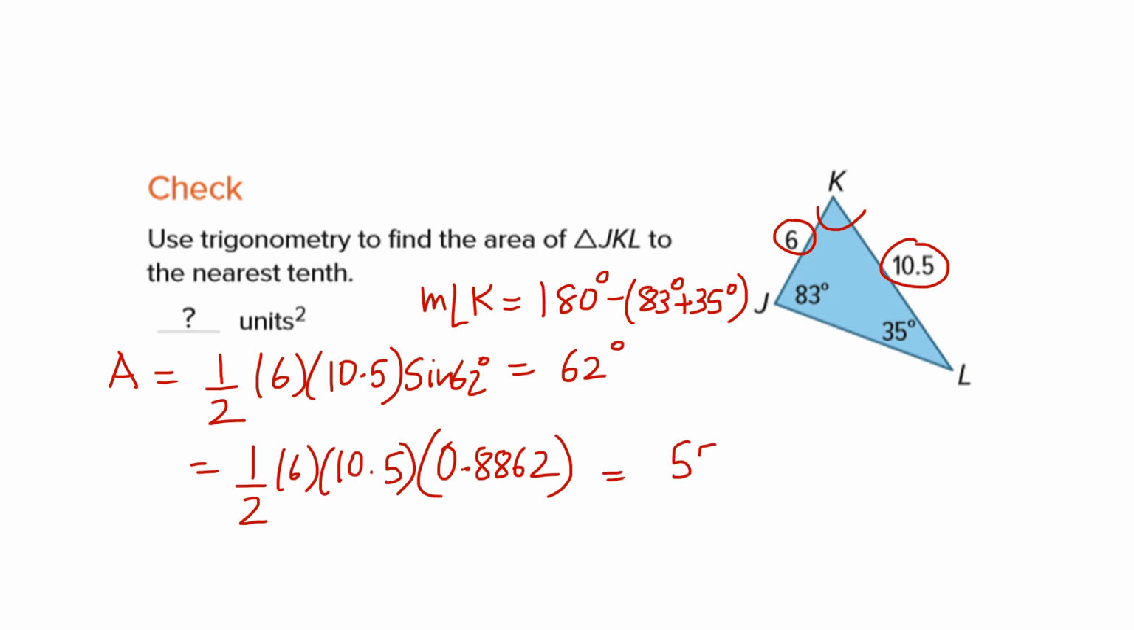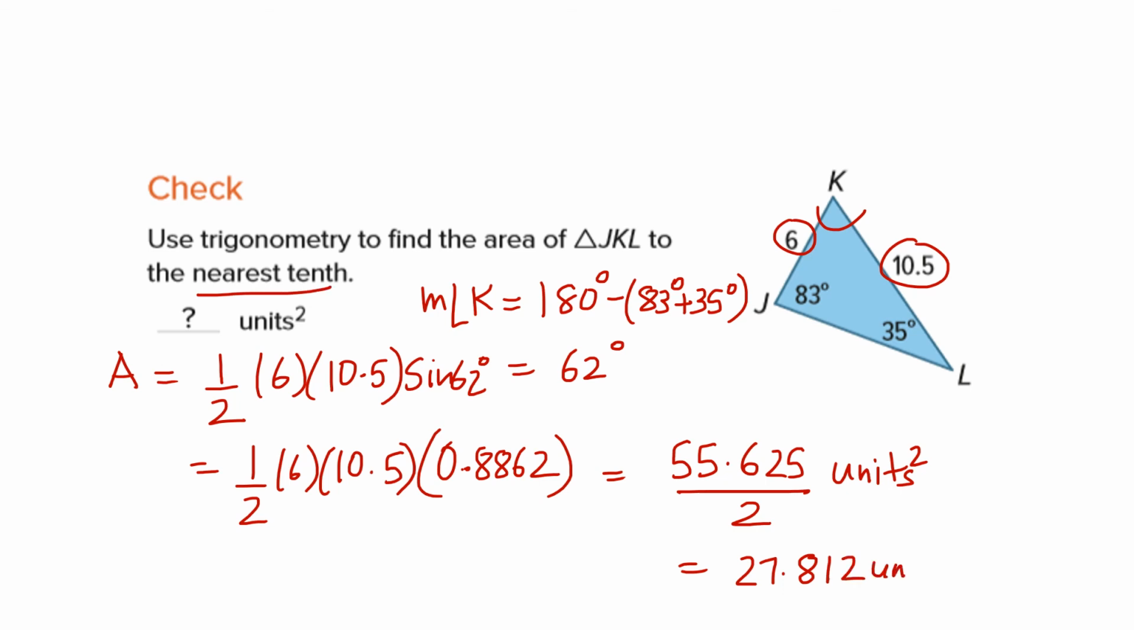This is 55.625 divided by 2. Don't forget to write the units. Since it is area, it will be unit square. So this will come out to be 27.8. Now if you have to round it off to the nearest 10th, the next digit is 1, 2, so I will round off and just keep it to one decimal place. So 27.8 unit square is going to be your final answer.